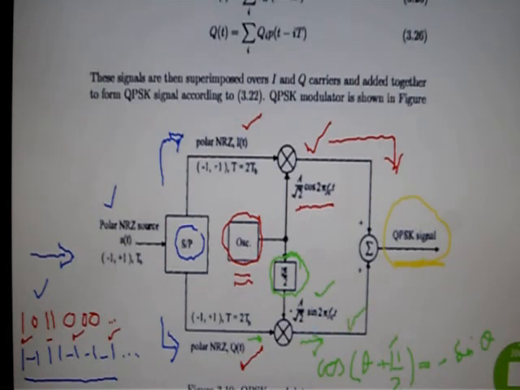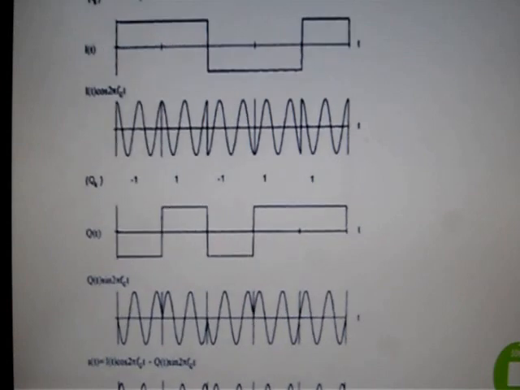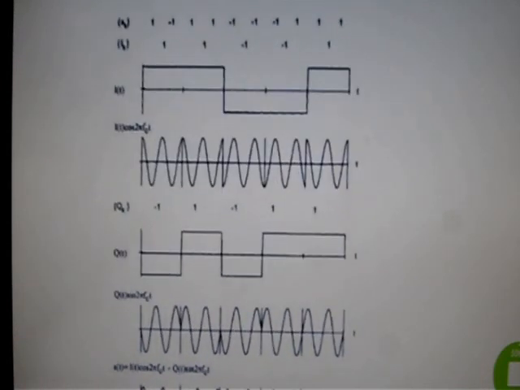Now here you have the modulated sinusoid carrier, or Q sine 2 pi fct, the modulated carrier of the Q channel. Now what happens here, you have a summer which adds these two signals, and it forwards it as a QPSK signal.